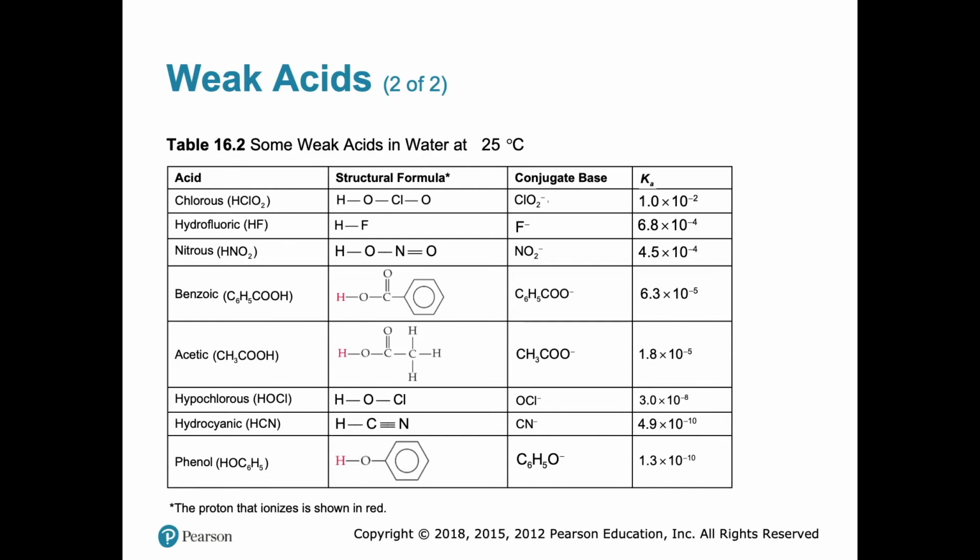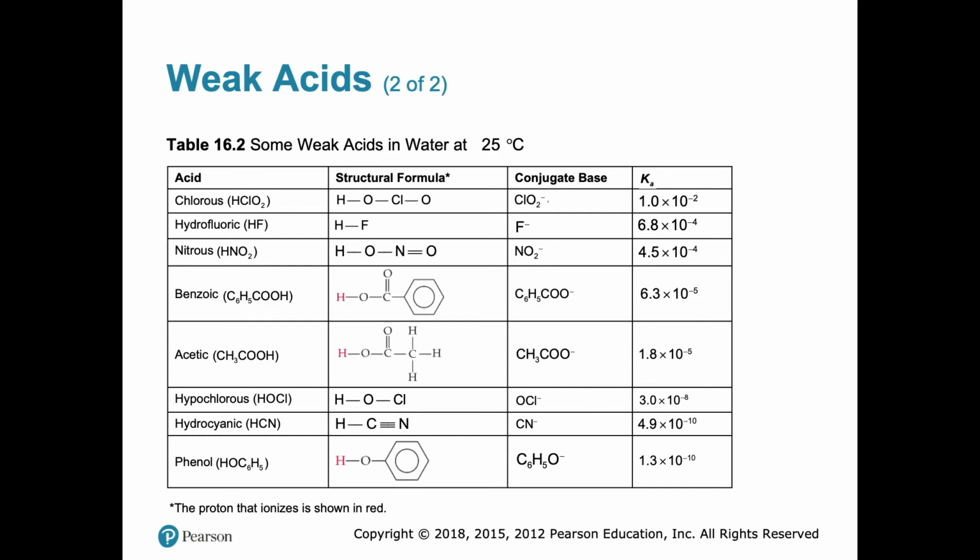Here's chlorous acid, hydrofluoric acid, nitrous acid, benzoic acid. The one we'll talk about the most here is acetic acid. Phenol is also a weak acid. Hydrocyanic acid, hypochlorous acid. Those are all weak. And notice that their Kas are all super close to zero, with exponents of -2, -4, -4, -5, -5, -8, -10, -10. So they have very small Kas.